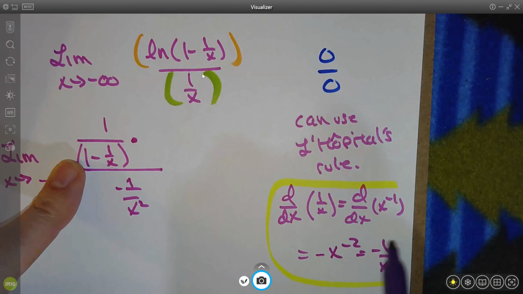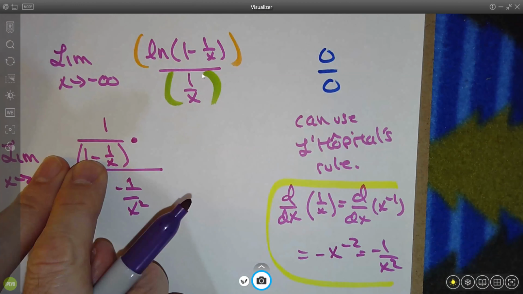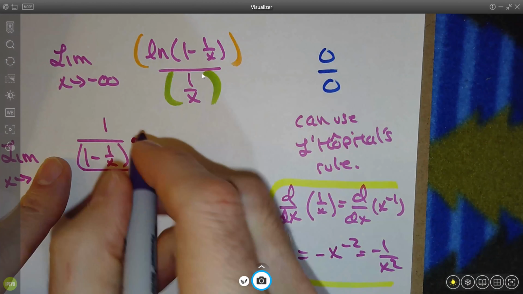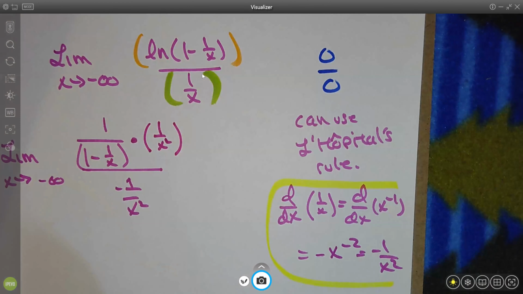Well, I kind of already got that. The negative and the negative are going to cancel. It's going to leave me with 1 over x squared.